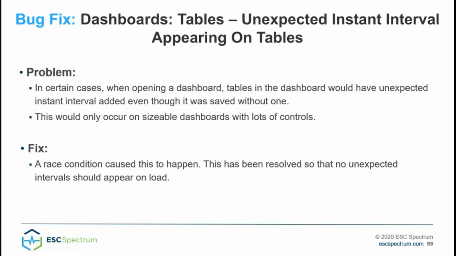A race condition would happen. I think the issue is that when a table loads by default, an instant interval is the first thing that appears. So whenever it was loading tons of them at the same time, that instant interval would just randomly appear, even though it wasn't actually saved with it on there. So now that doesn't happen. We don't have any random intervals appearing in tables, regardless of how big they are.